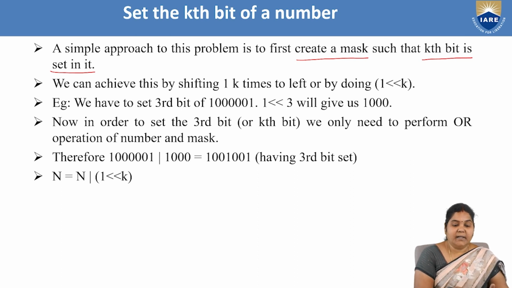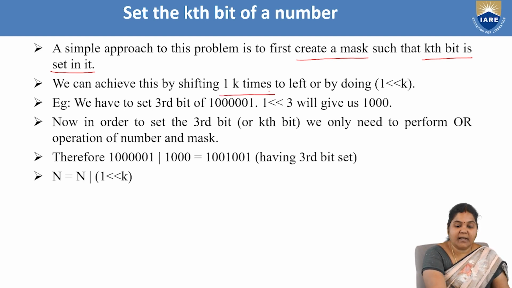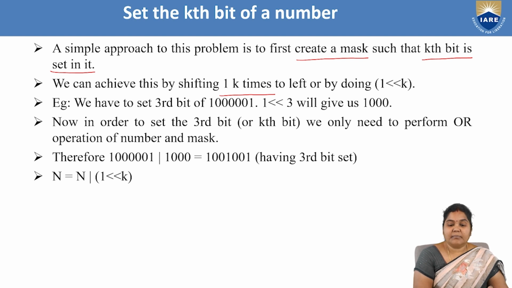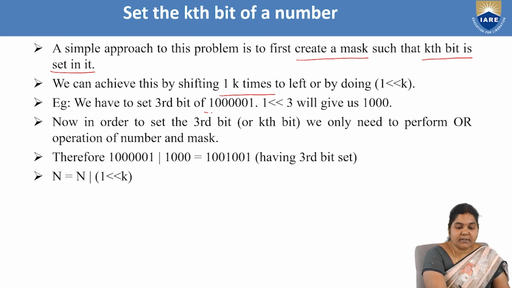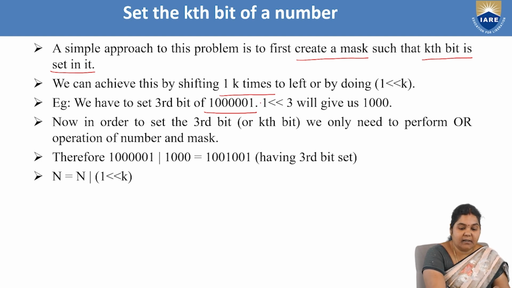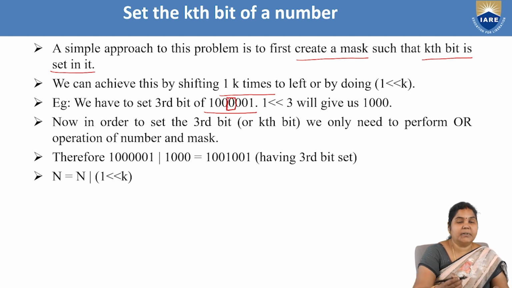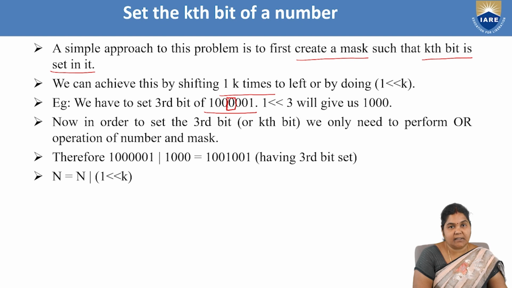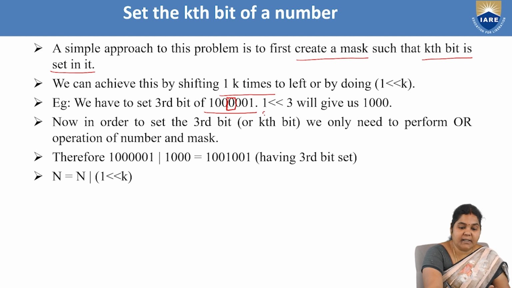How to create a mask? You take the number 1 and left shift it k number of times, so that you get that particular bit set. Now suppose the given number is 1501 and we have to set the third bit, counting 0, 1, 2, 3. This particular bit is at present 0, or clear. We have to set this particular bit, so we have to prepare a mask for that. So what is the mask? This is our mask.